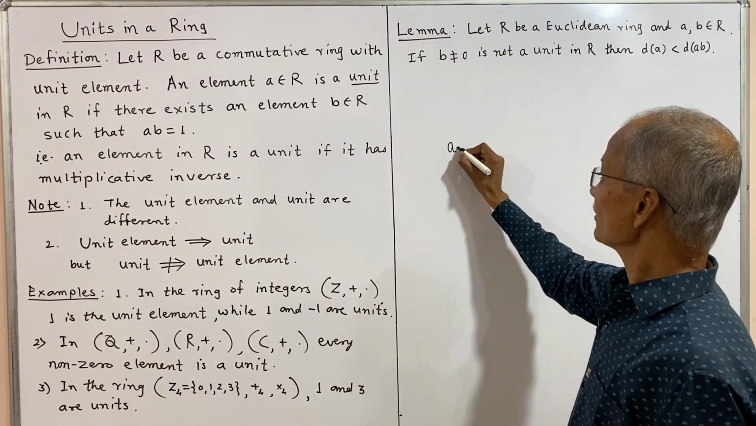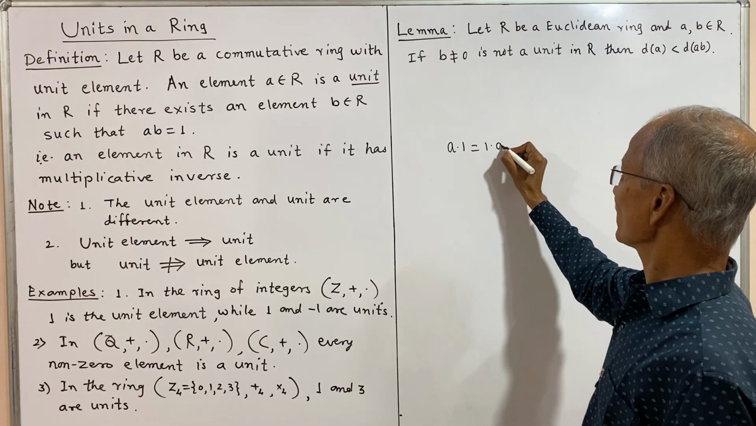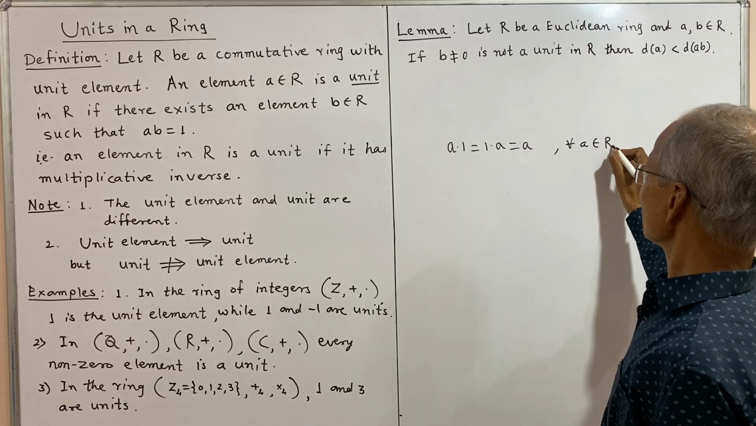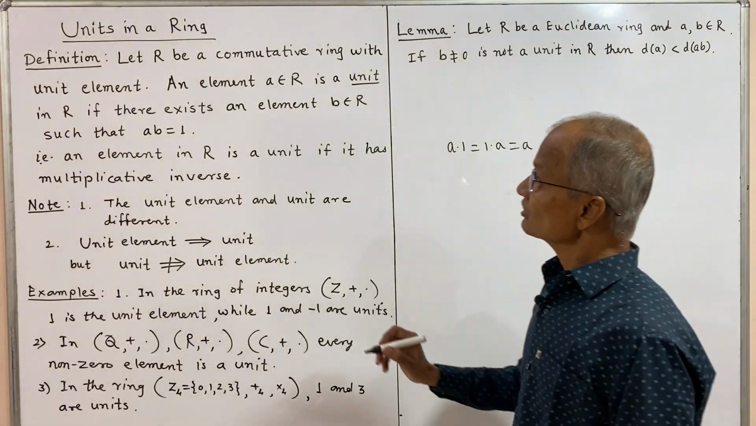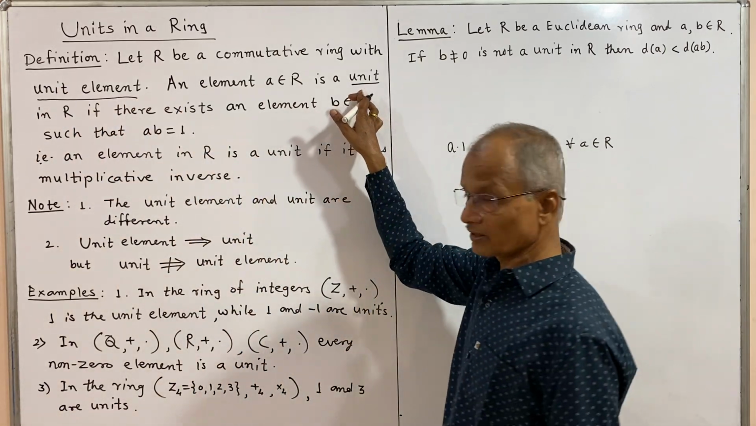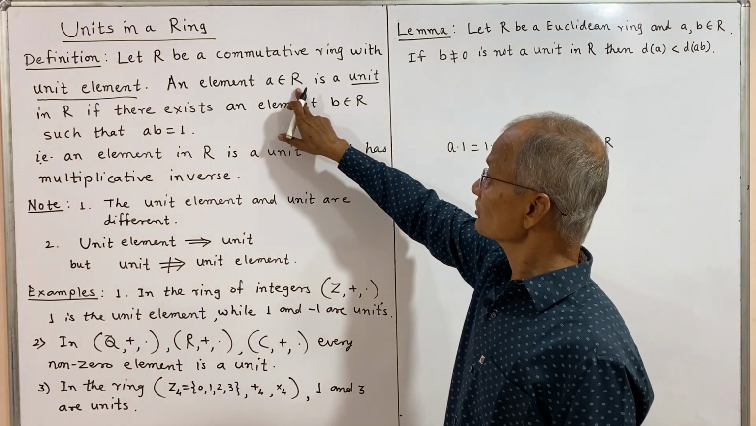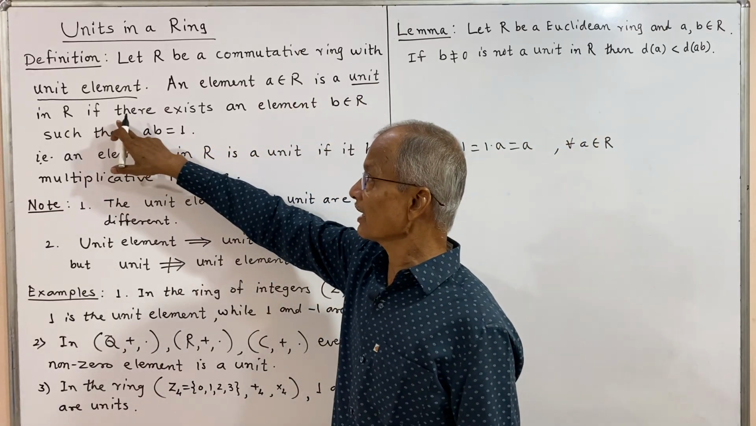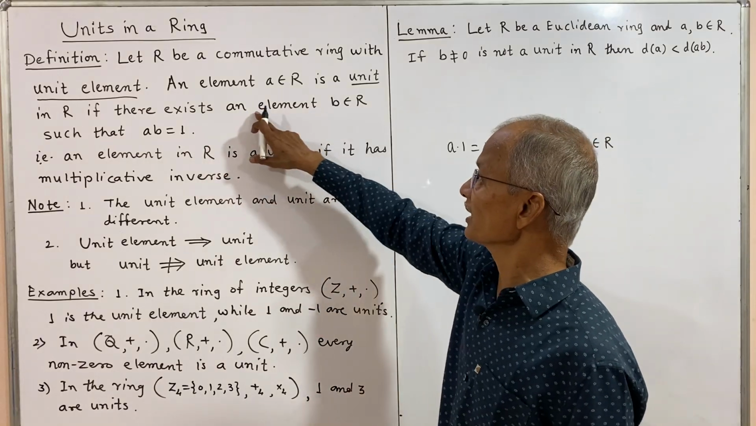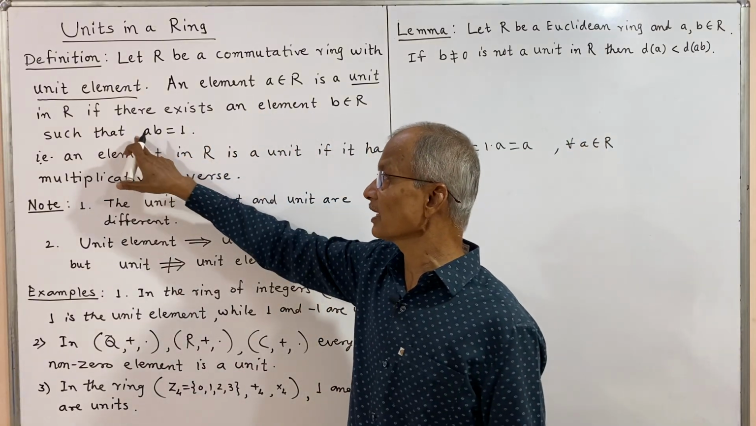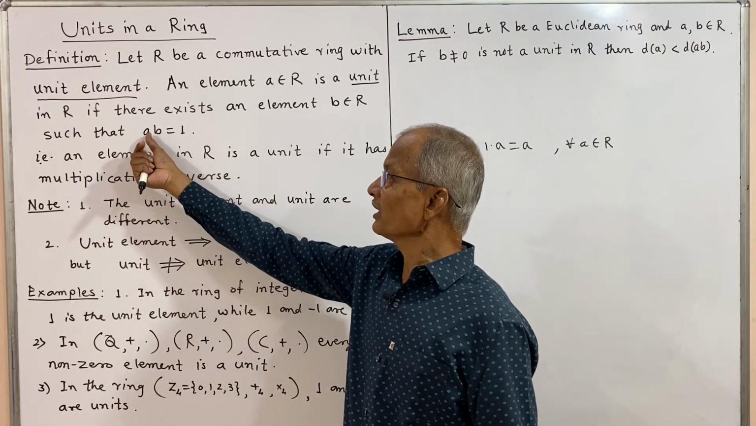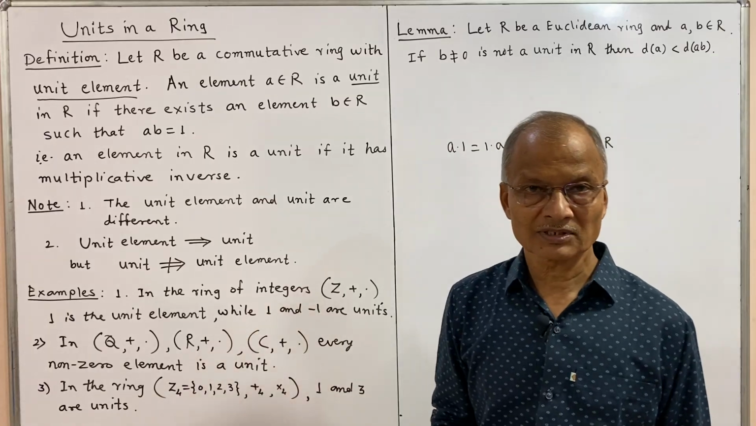1 is the unit element if A into 1 is equal to 1 into A is equal to A for all A belongs to R. So here the unit element is 1, but we have defined a unit: an element A belongs to R is a unit in R if there exists another element, or maybe the same element, B belongs to R such that AB is equal to 1. Now A into B is equal to 1 means actually A and B are multiplicative inverses of each other.